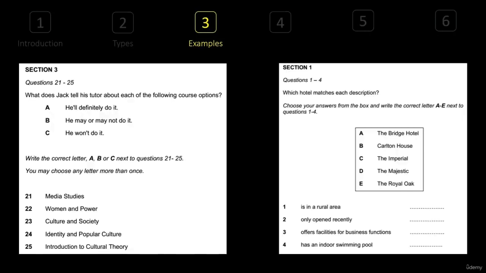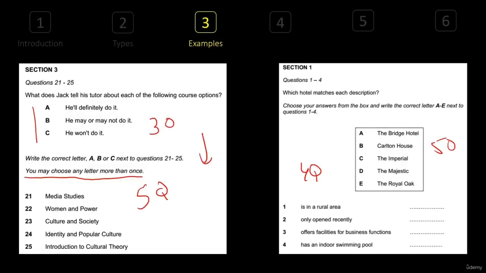Type 1, where options will repeat and option will not repeat. Both of them I'm showing you here. Look at this one, this question where we have mentioned section 3. You see 21, 22, 23, 24 and 25, 5 questions. And here we have 3 options. You see that? Definitely they will repeat, if they have mentioned you may choose any letter more than once. But however, here we have 4 questions and we have 5 options. Here we have 3 options. Hence, we have to repeat it here.